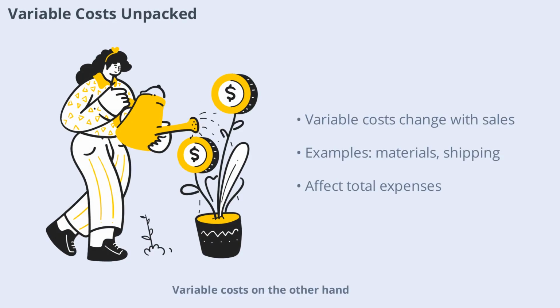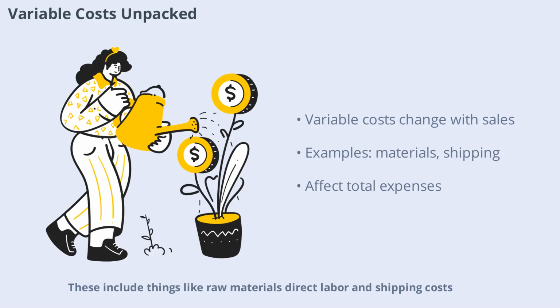Variable costs, on the other hand, change depending on how much you produce or sell. These include things like raw materials, direct labor, and shipping costs. The more you sell, the higher your variable costs. Understanding variable costs is essential because they directly impact your break-even point. When combined with fixed costs, they give you a complete picture of your total expenses. Up next, let's see how to bring these costs together in the break-even formula.